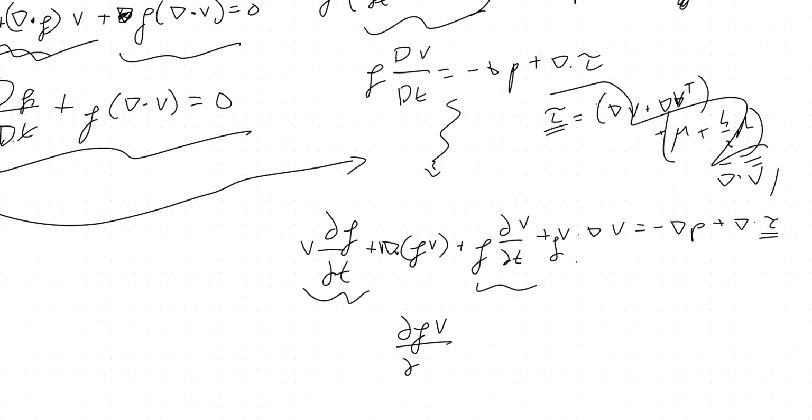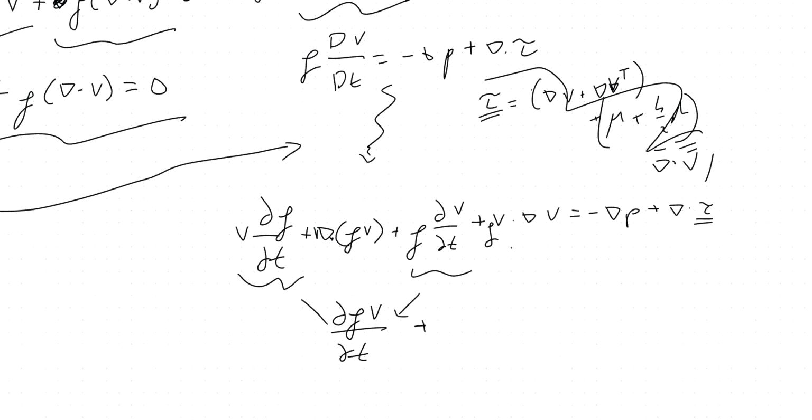Plus, and you see there's a gradient here, and then there's a derivative for V over here. Yes, and then this dot product. I think this is, let me check something. That is, I believe, rho DV/Dt equal negative gradient P plus gradient dot tau.